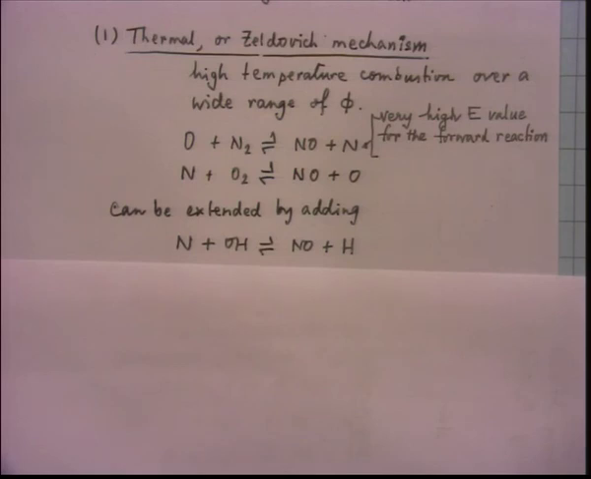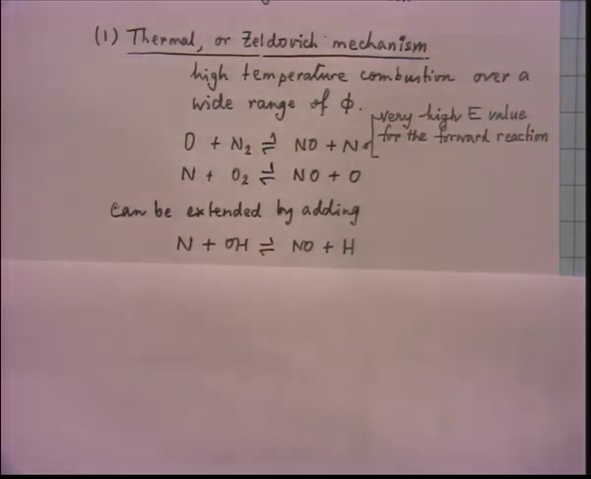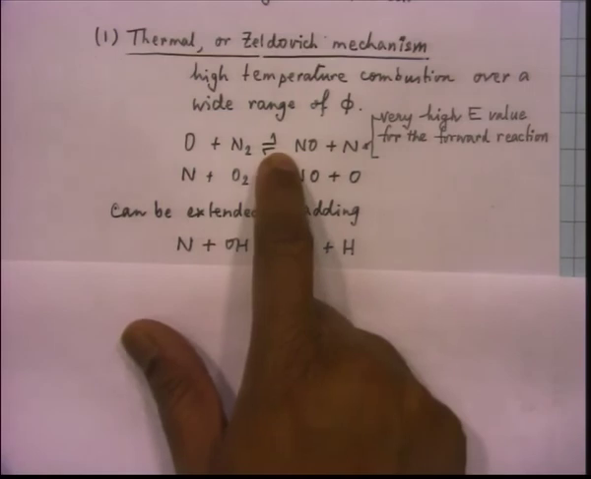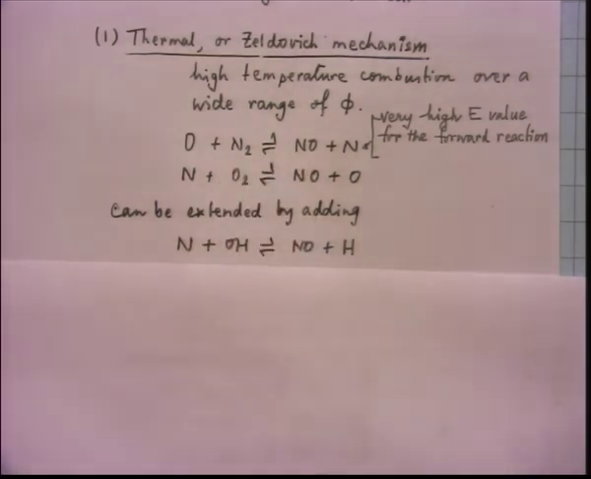Correct? The first two are familiar to you? I mean, did we see this before? O plus N2 giving you NO plus N? Yeah, we have seen that. But that time we did not use a double headed arrow, we used a single headed arrow. So, we just spoke about one reaction, but in reality there is a reverse reaction also, there is a backward reaction also.